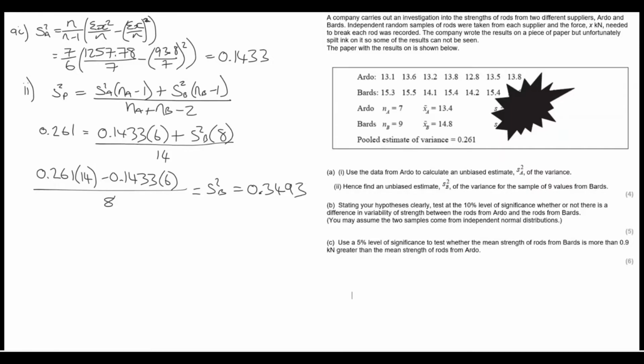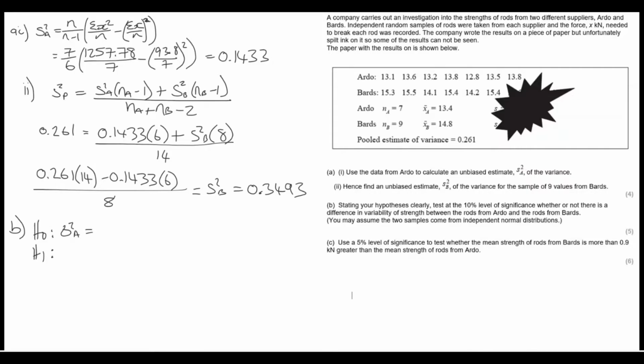Okay, on to part B. In part B, we're asked to test at a 10% level of significance whether or not there's a difference in variability of strength between the rods for Ardo and the rods for Bards. So here we're going to do a hypothesis test for the difference of the variances. This is going to be an F test. Okay, let's set up the hypotheses. The null hypothesis, as always, is that the two variances are going to be the same.